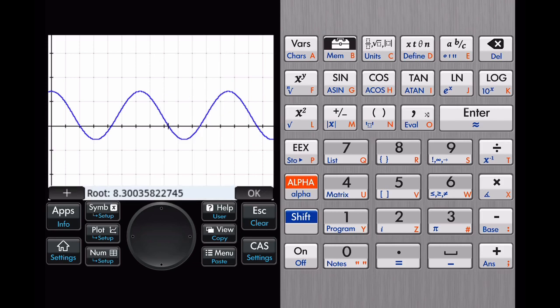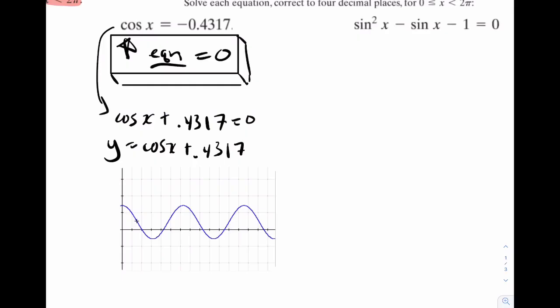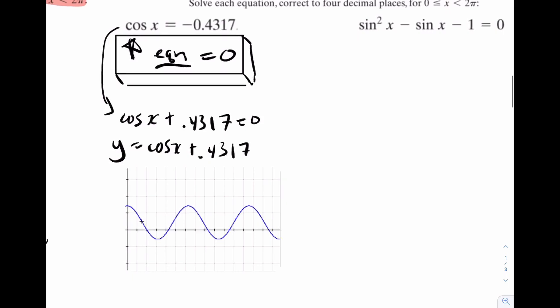So I'll note that, but we actually don't want that one. And I'll talk about that in a little bit. So here was the graph we're looking at. I'm going to notate it really quick. Right there we had 2.02. Right there was 4.27. And this one was 8.3.